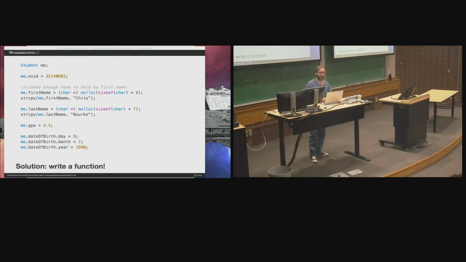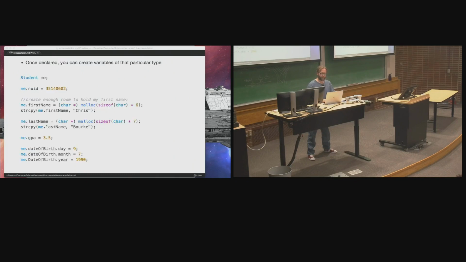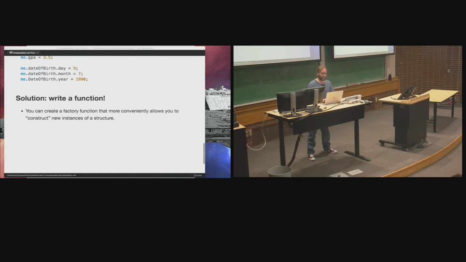Now, in object-oriented programming languages, these are usually called constructors because you construct an object. C is not an object-oriented programming language, so we have a different term for it. We call them factory functions. You can create a factory function that basically automates, or more conveniently allows you to construct new instances of a structure. Right? So what would that look like here?